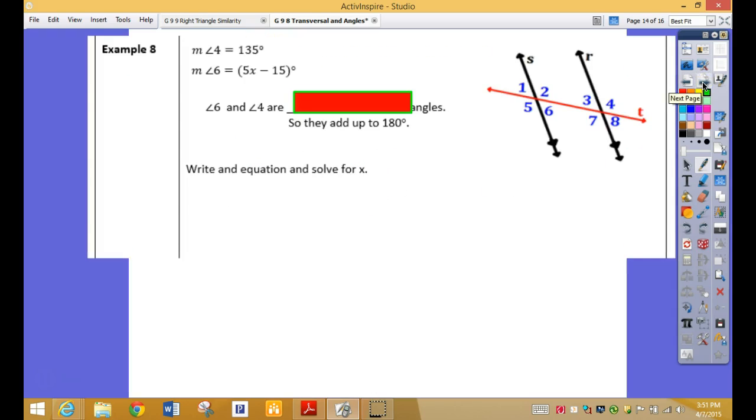Example 8. Measure of angle 4 is 135 degrees, like we just figured out. Measure of angle 6 is 5x minus 15. These two angles are not congruent, all right? They're not corresponding, they're not vertical, they're not alternate interior or alternate exterior. So what do we know about them?